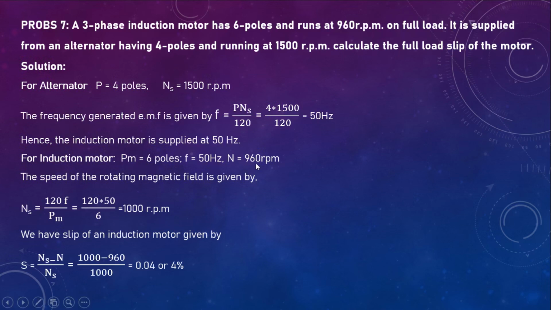Now come back to the induction motor, which has 6 poles and 50 Hz, same as this, and it is rotating at 960 rpm, that is n. So ns is equal to 120 f by p. Now p is the p of the motor, because ns is the RMF speed. 120 into 50, same as the supply frequency, by pm, a 6-pole motor. You get 1000 rpm. Once you get ns, we already know n. We can find the slip as 4%. That is the calculated full load slip, so that is 4%.